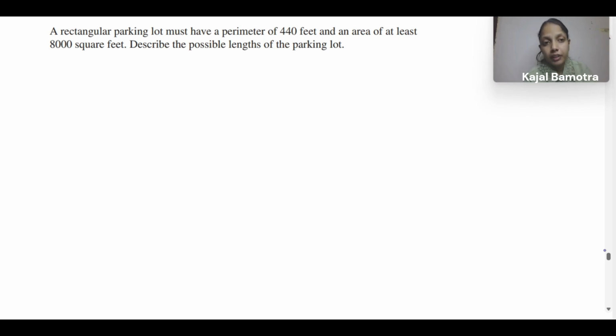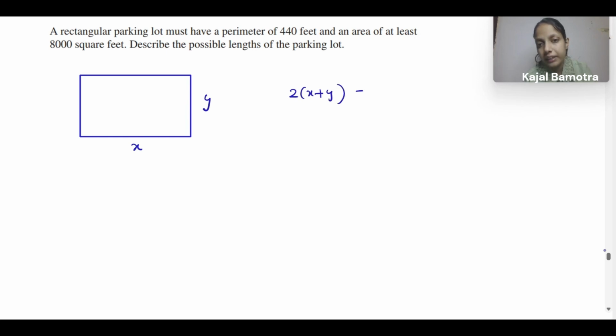Alright, next. A rectangular parking lot must have a perimeter of 440 feet and an area of at least 8,000 square feet. Rectangular, so that means it has some x and y. Perimeter is 440, that means 2 times (x plus y) is 440. And the area x times y, at least, means it can be greater than or equal to 8,000 square feet. Describe the possible length of the parking lot.